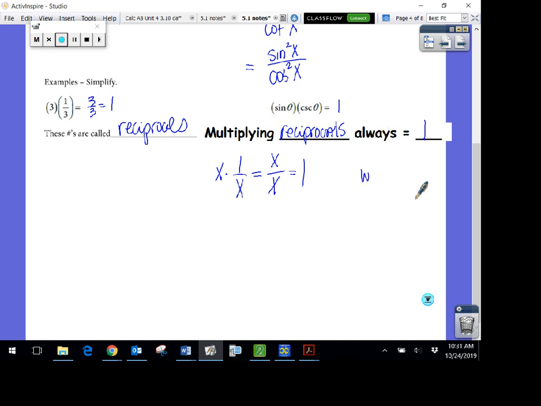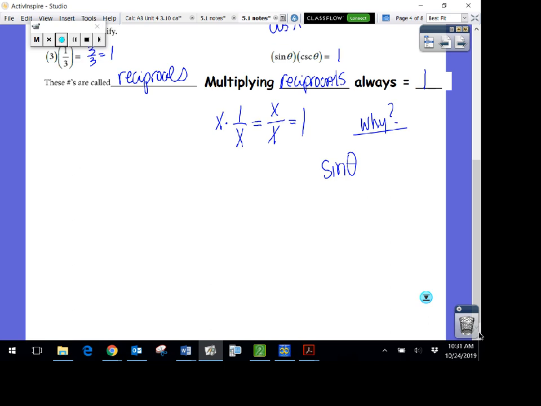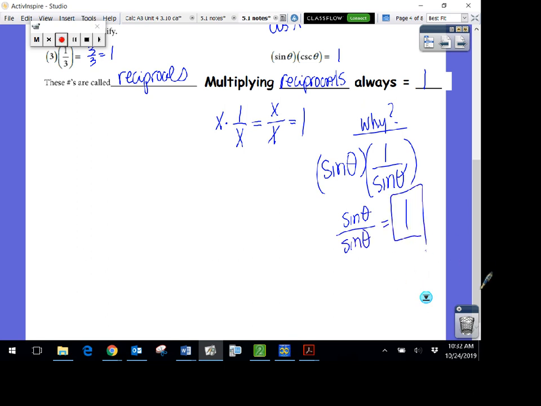Okay, well why does that work for that one? Okay, because if I used my reciprocal ID times 1 over sine theta, that gives me sine theta over sine theta. Anything divided by itself is 1. That is not something that we ever make you show.